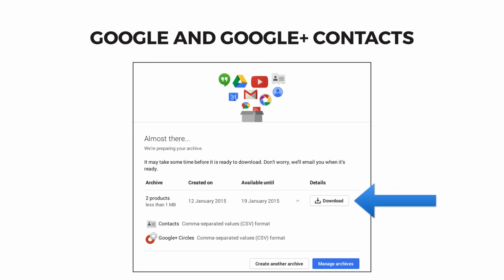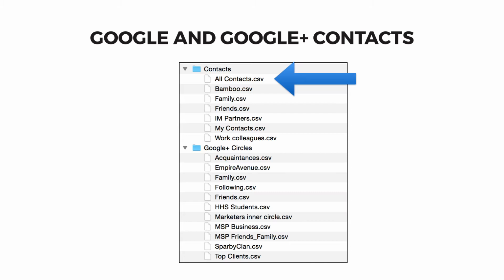Download the file when it's ready and look for the All Contacts CSV file in your Contacts folder and the various CSV files of the circles you've created inside the Google Plus Circles folder.